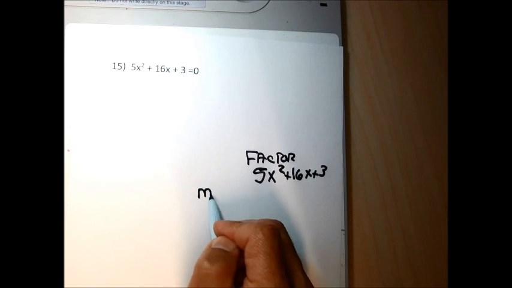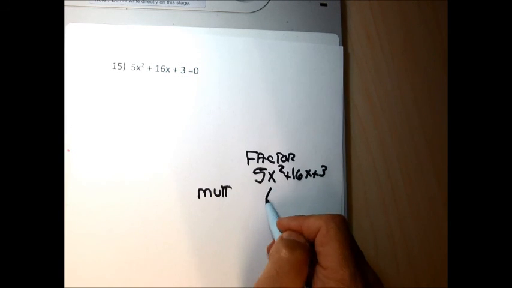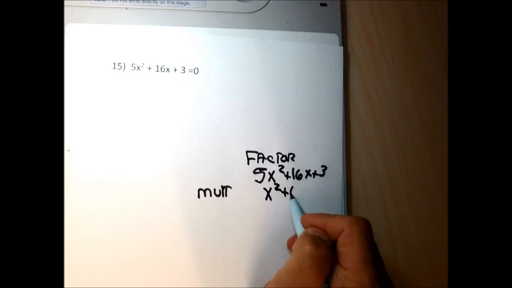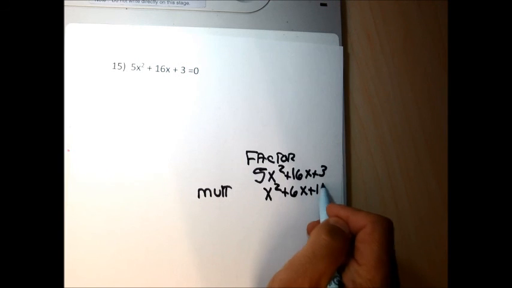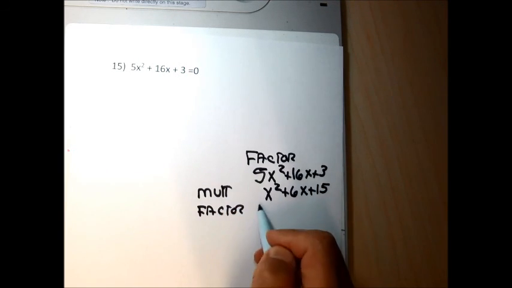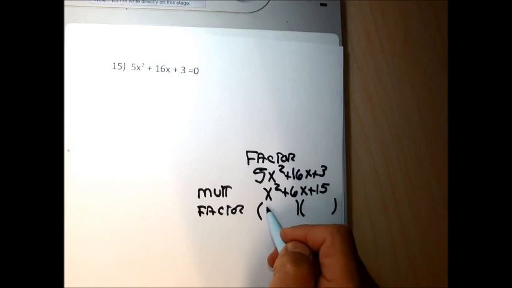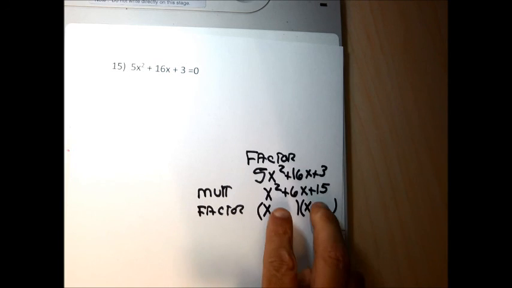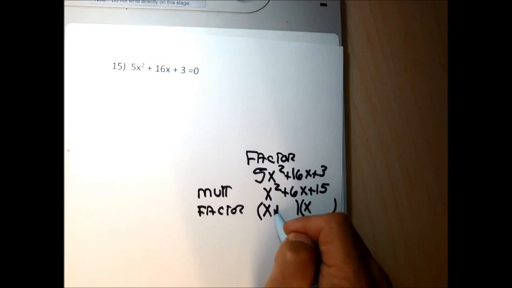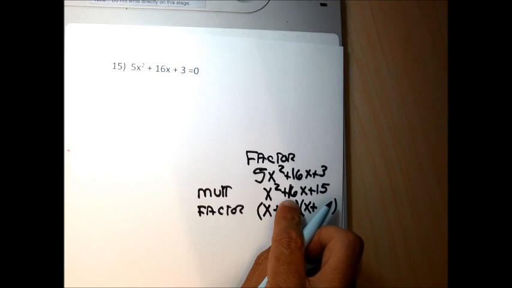First step is to multiply, because the number in front of the x squared is a 5, so I need to bottoms up. That gives me x squared plus 16x plus 15. Second step in bottoms up is factoring. I know this is easy to factor. There's not a number in front of the x squared, so my first are a couple of x's. The signs are just pluses, so my signs are a couple of pluses. This should be 16x.